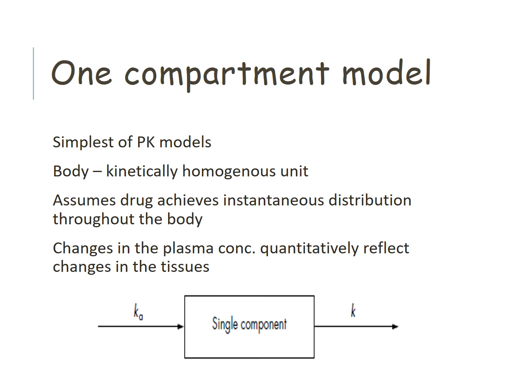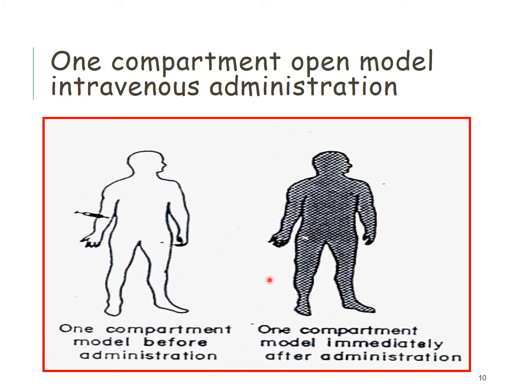That means the change in the plasma concentration quantitatively reflects the change in tissue. So there is a single compartment, and the drug which is administered completely reaches the compartment. I will show it here. This is a model which shows a one compartment open model for intravenous administration.